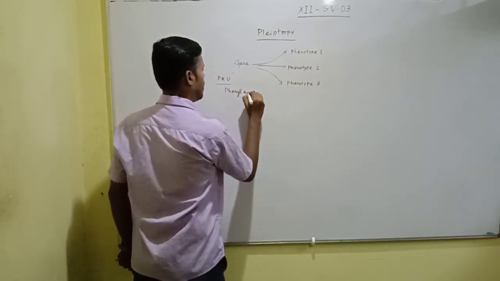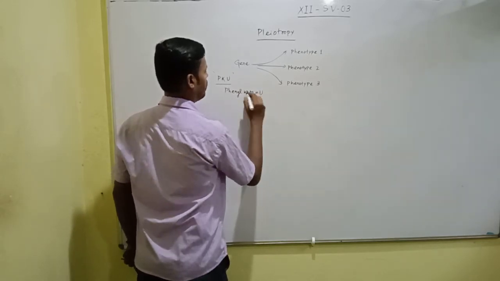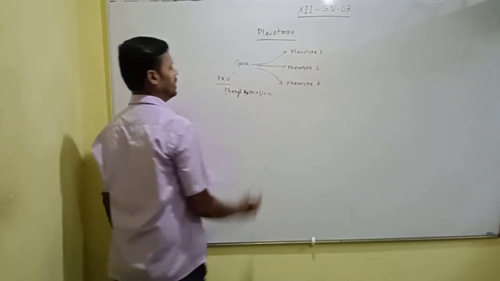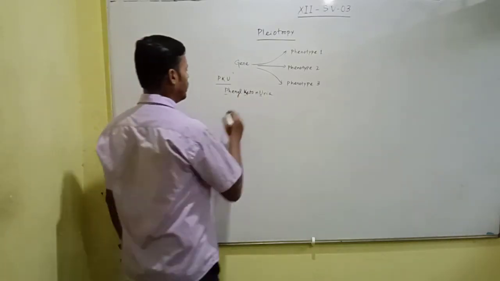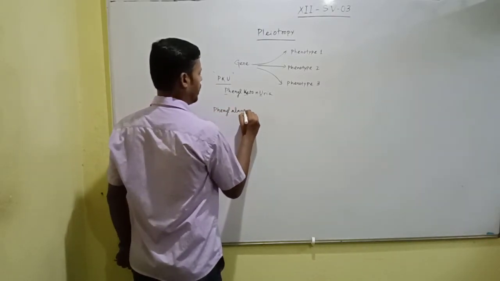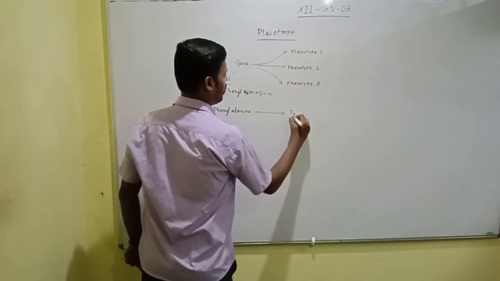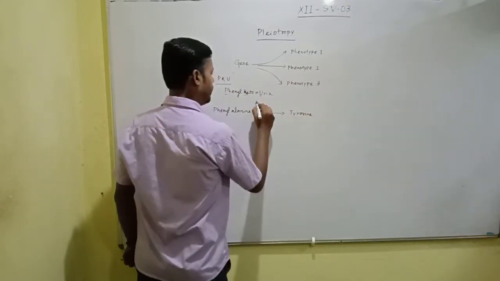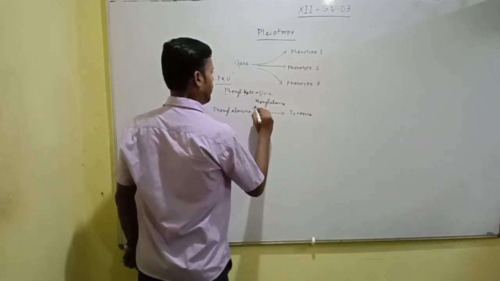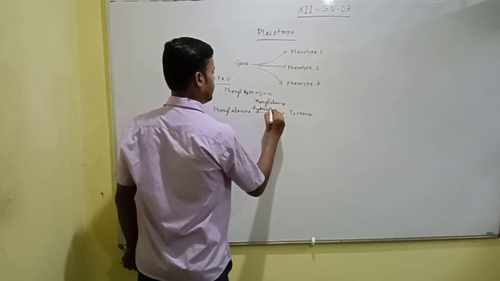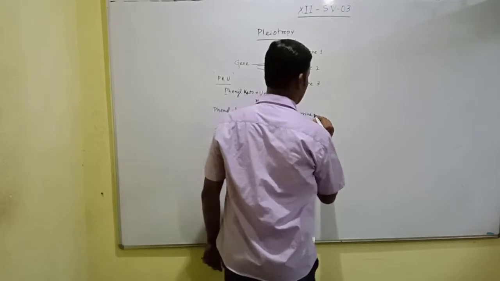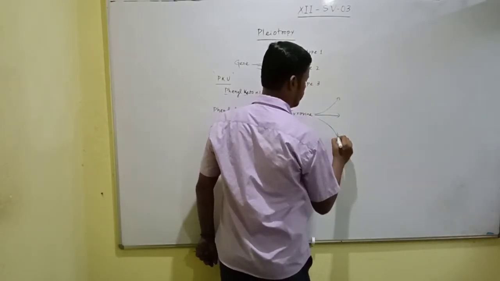Phenylketonuria, PKU. It's a metabolic disorder in which the amino acid phenylalanine is converted into tyrosine by the enzyme phenylalanine hydroxylase. Tyrosine is the precursor of many important neurotransmitters and hormones.